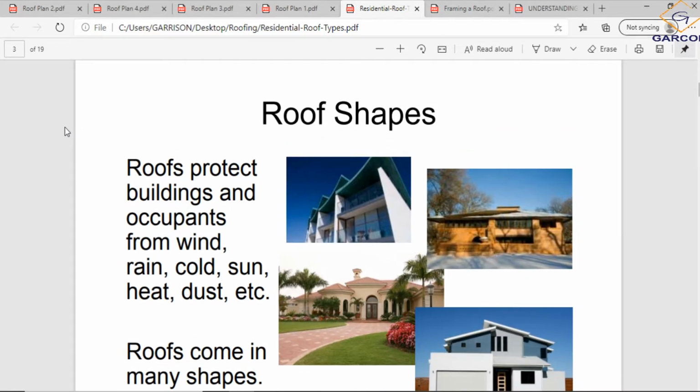Alright, so you have different shapes of roofs, right? The roof protects the building and the occupants from wind, the cold, sun, heat, dust, etc. The roof comes in many different shapes. The most common types are usually gable, you have the hip end, and then you probably have the flat roof and the shed or lean-to. Separate and apart from that, you have various variations of them.